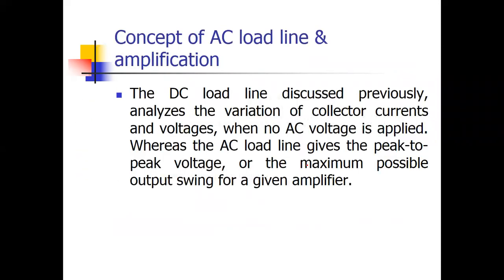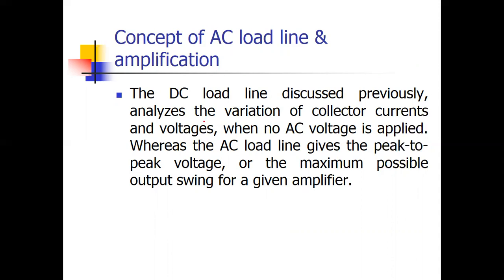Okay. So first of all, if you remember my previous lecture, I have already explained the concept of DC load line. In the DC load line, the AC supply was not there, only DC supply was there, and all the capacitors will be open circuit. What is the motive behind the DC load line? We have to find out the quiescent point, or we can say operating point, that is IC and VCE.